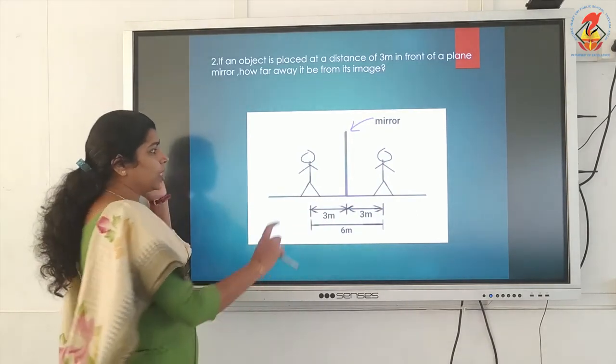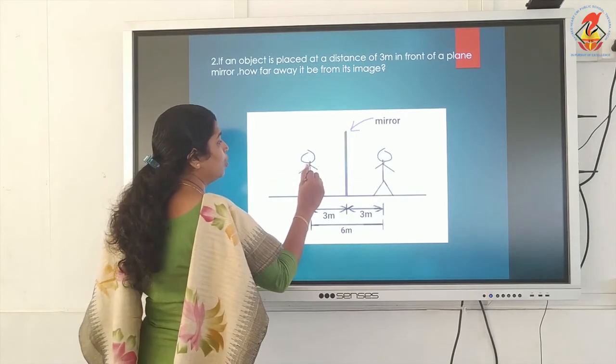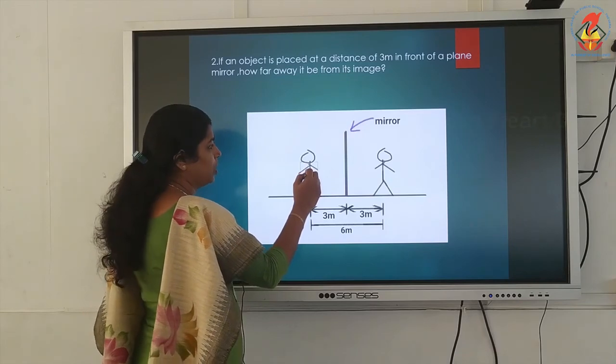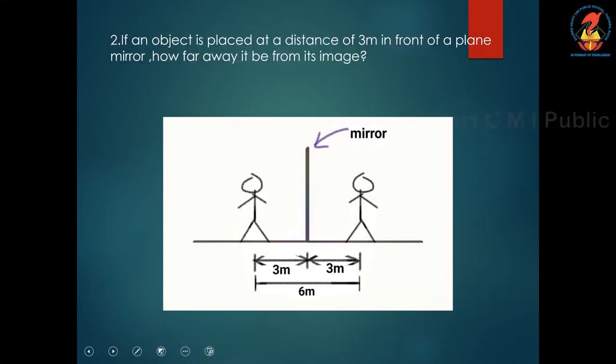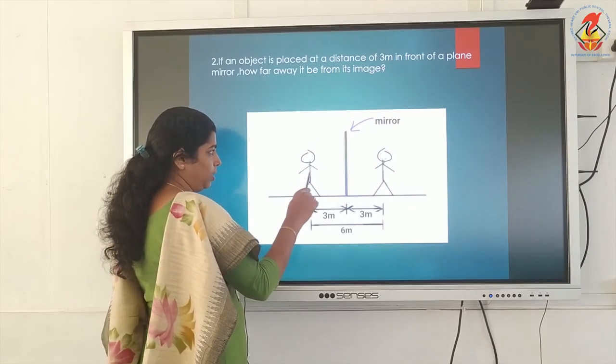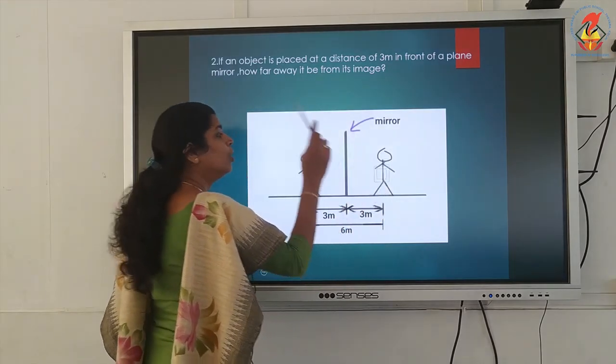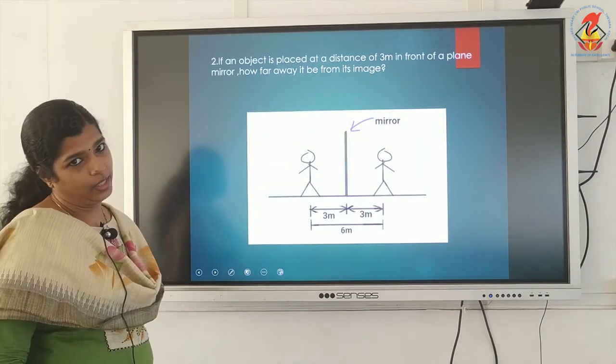Now, if the size of this object is 2 centimeters, then the image size is also 2 centimeters. The size of the object is the same as that of the image. If the object is 2 centimeters in height, then the image is also 2 centimeters in height.